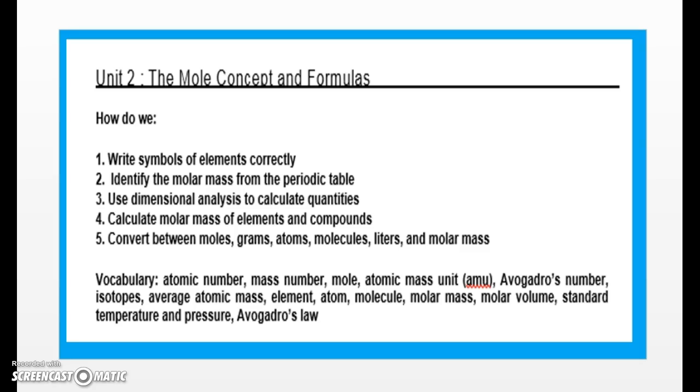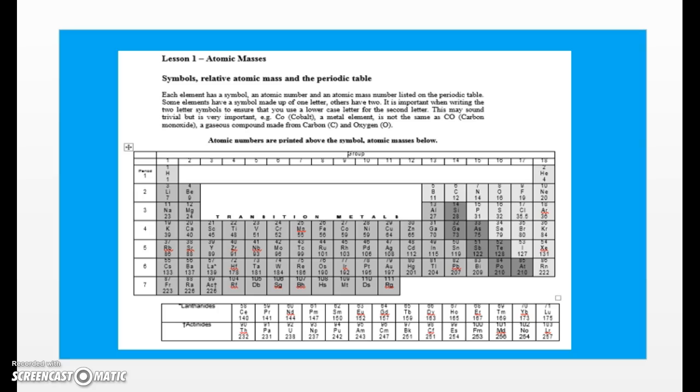So we're going to learn how to write symbols of elements correctly, identify the molar mass from the periodic table, use dimensional analysis to calculate quantities, calculate molar mass of elements and compounds, and then convert between a whole bunch of different units. As you can see, there's a lot of vocab that we're going to be dealing with this unit and learning new things. So lesson 1, we're going to talk about symbols, relative atomic mass, and the periodic table.